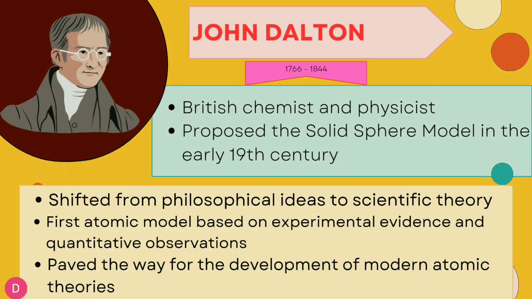John Dalton, a British chemist and physicist, proposed the solid sphere model in the early 19th century. Main points. Number 1. Shifted from philosophical ideas to scientific theory. Number 2. First atomic model based on experimental evidence and quantitative observations. Number 3. This theory paved the way for the development of modern atomic theories.